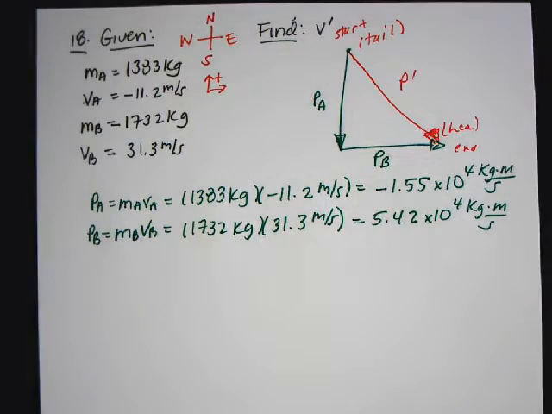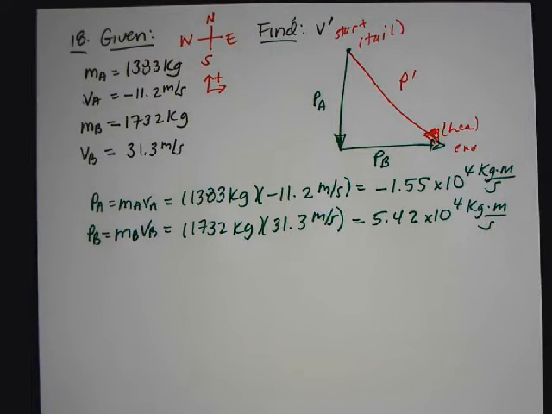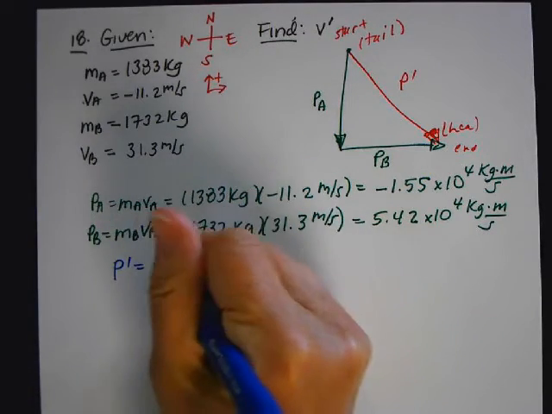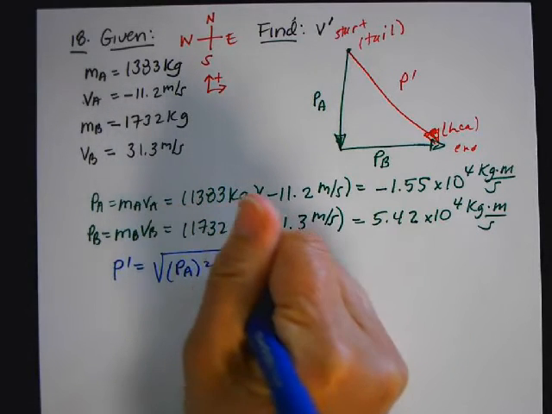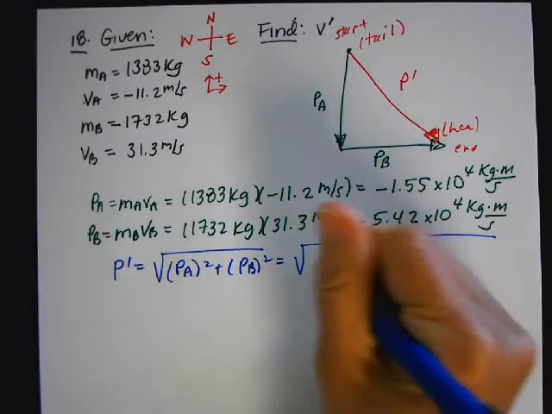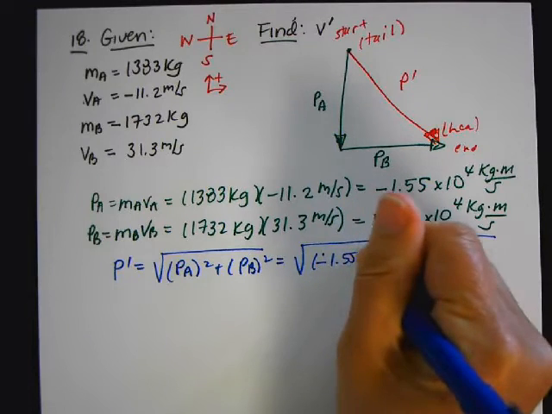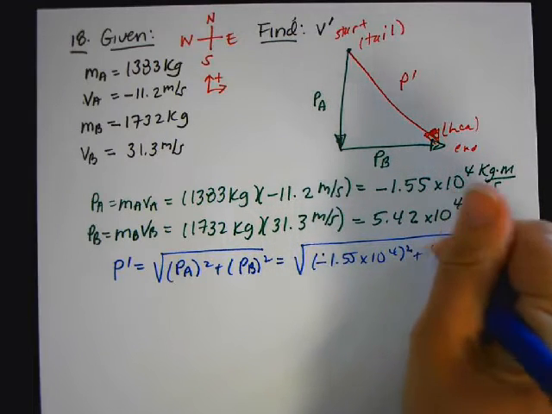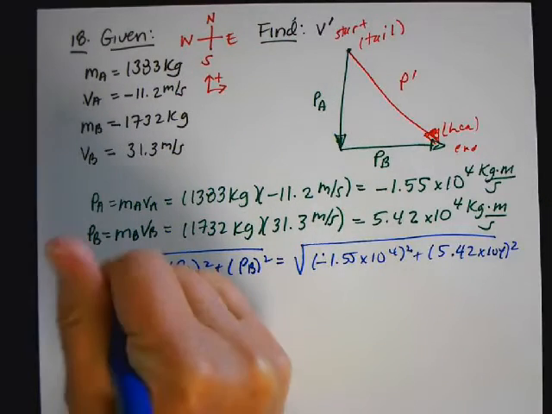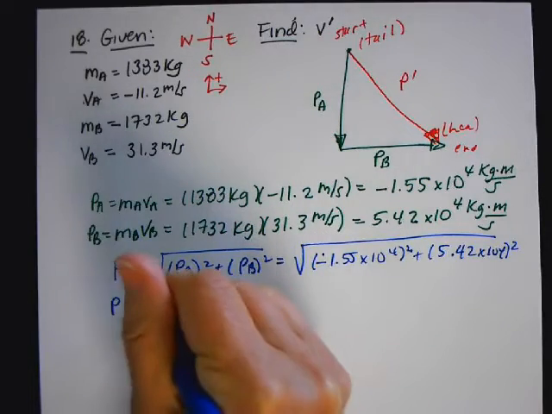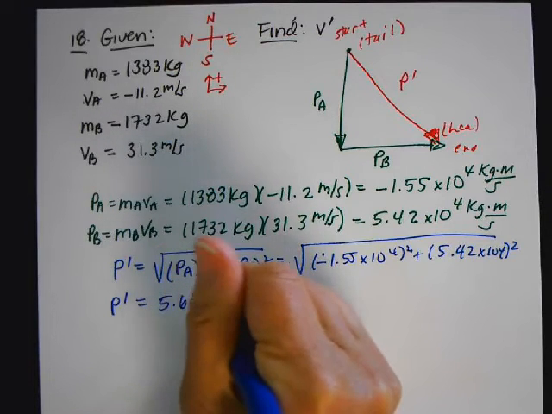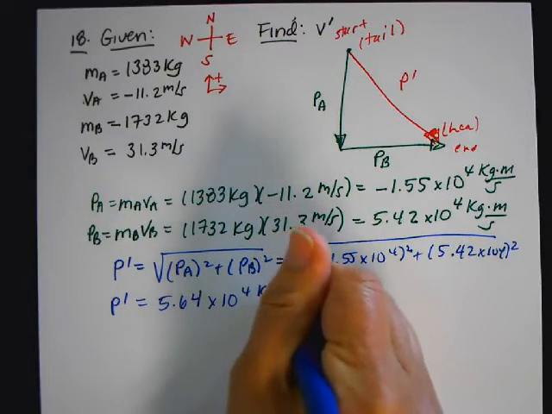So I'm going to use the Pythagorean theorem, and I'm going to say that P prime is equal to the square root of PA squared plus PB squared. So now I'll substitute in my values. Negative 1.55 times 10 to the 4 squared plus 5.42 times 10 to the 4 squared. So when I do that, the momentum after the collision of the combined mass is 5.64 times 10 to the 4 kilogram meters per second.